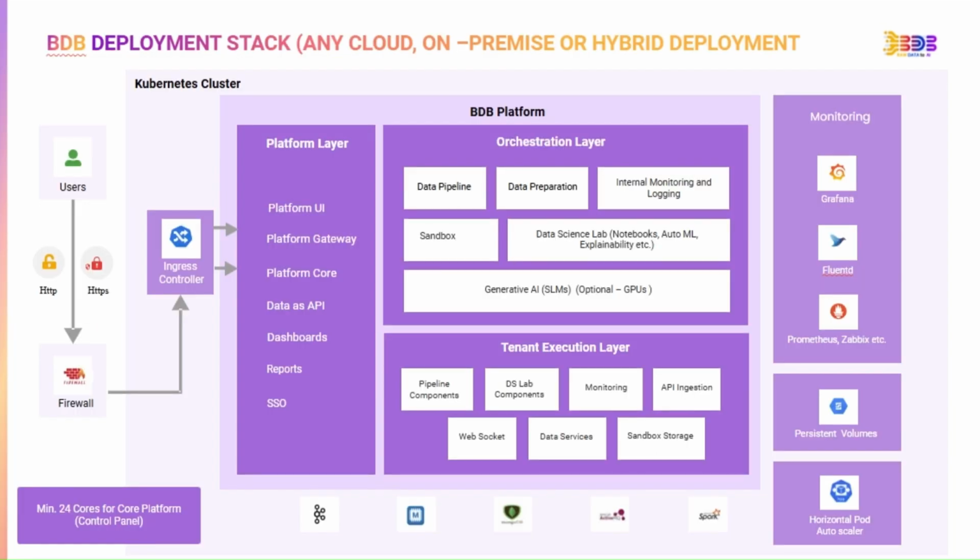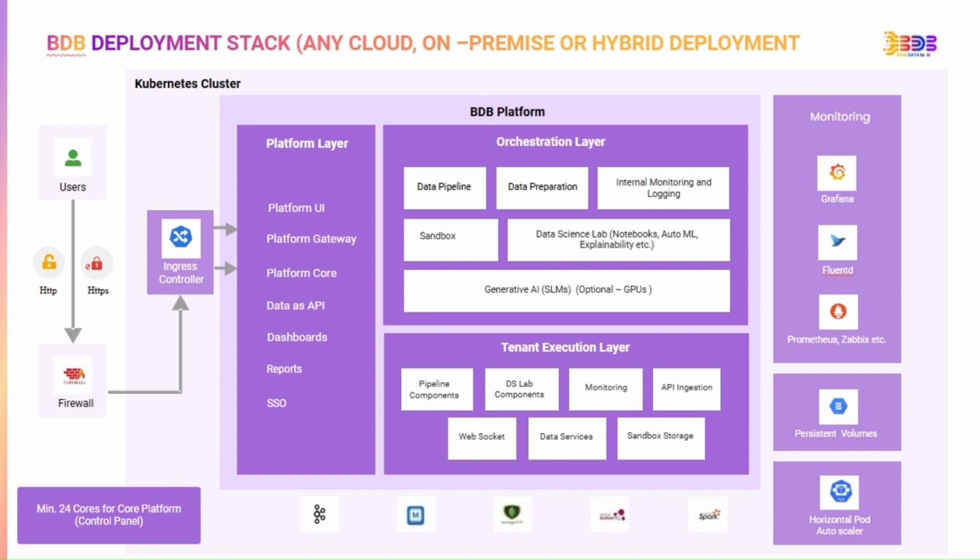Let's walk through the deployment stack of the BDB platform, designed for seamless operation across cloud, on-premise, or hybrid environments. It comprises several layers. Kubernetes cluster manages application deployment and scaling. Uses an ingress controller to route external traffic through a firewall. Platform layer includes the platform UI, gateway, and core for user interactions and core functionality. Provides APIs, dashboards, reports, and single sign-on (SSO) capabilities.